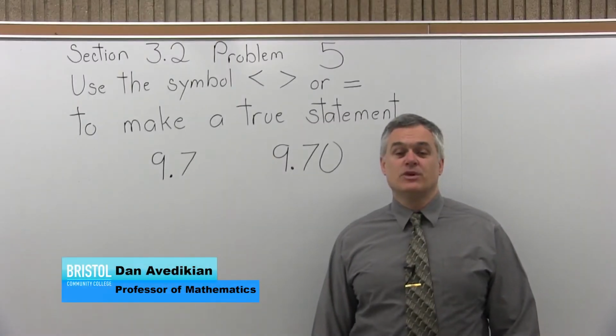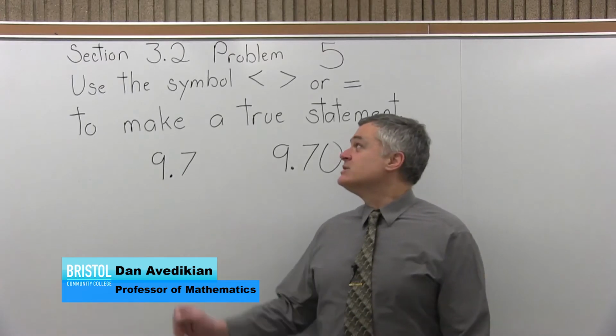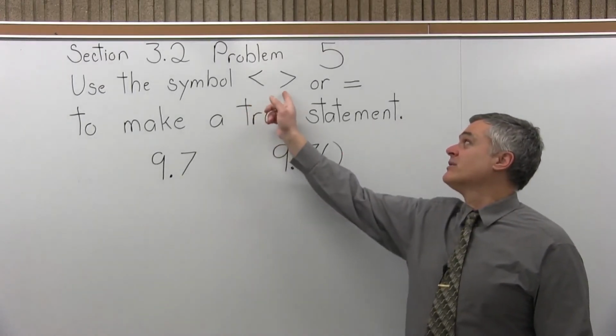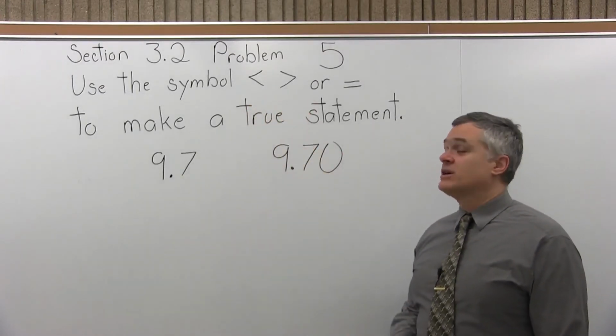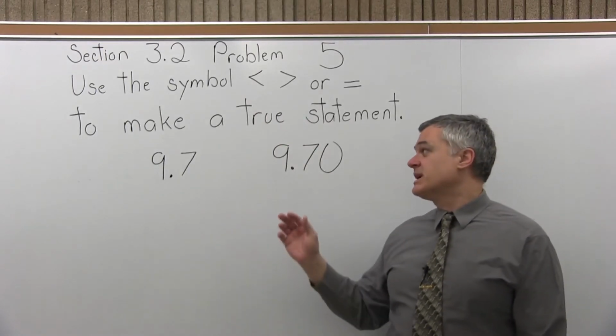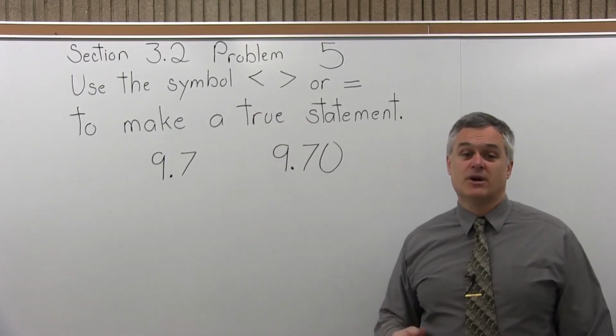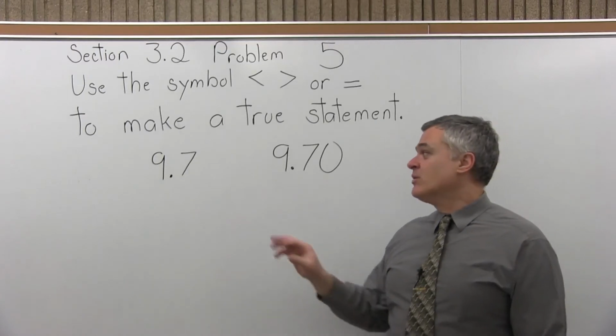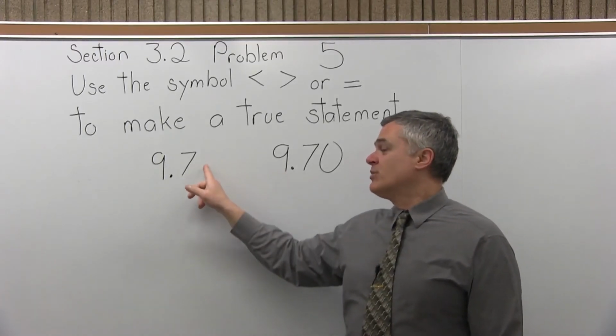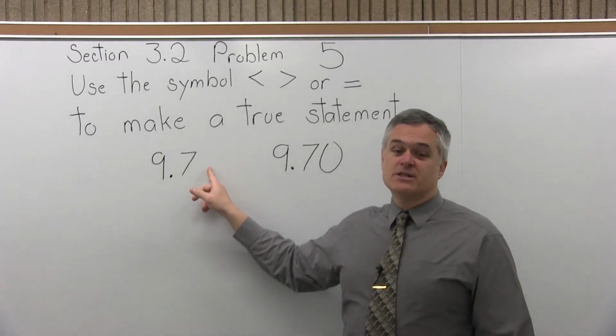This is Section 3.2, Problem 5. It says use the symbol less than, greater than, or equal to make a true statement. We're comparing two numbers, 9.7 and 9.70. That's really the same number. When you have a decimal, putting a 0 on the right end doesn't change it.